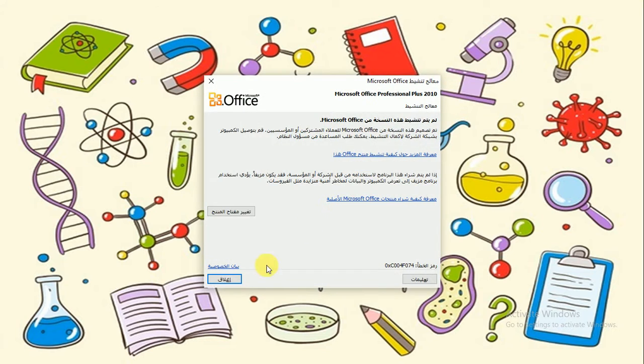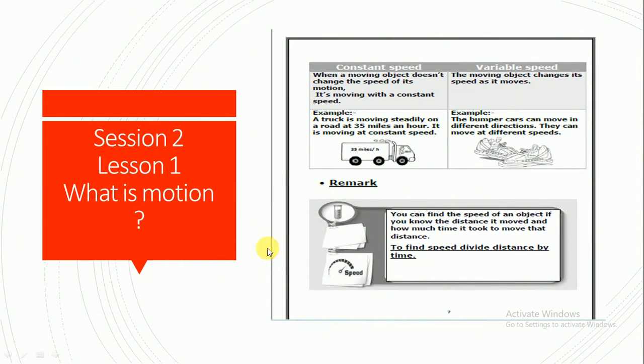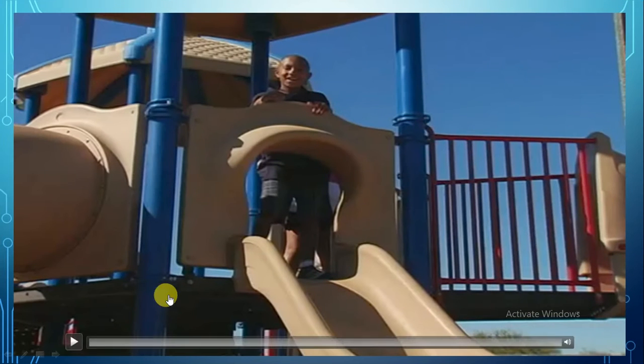Welcome to Science Lessons Grade 3, and this is Session 2, Lesson 1, What is Motion? You're going to find this lesson in the booklet, page 7. So, let's watch the video together to know more about our lesson today.